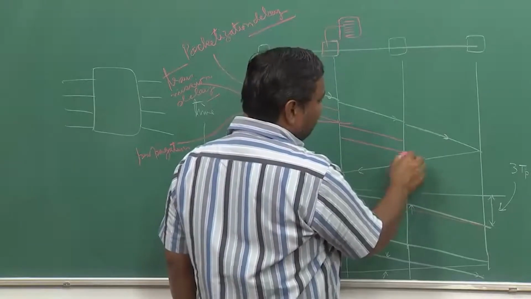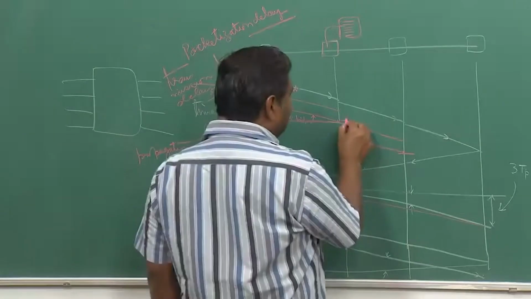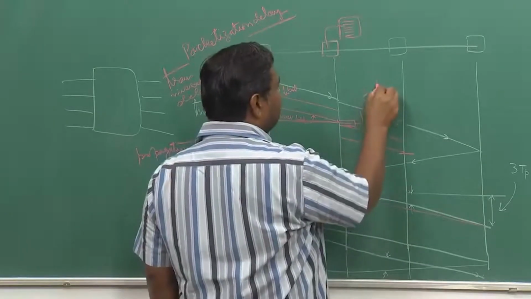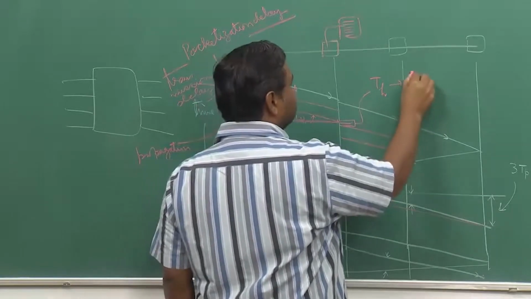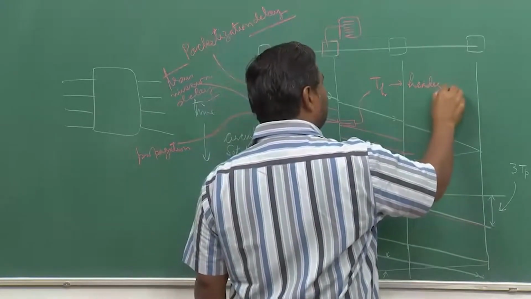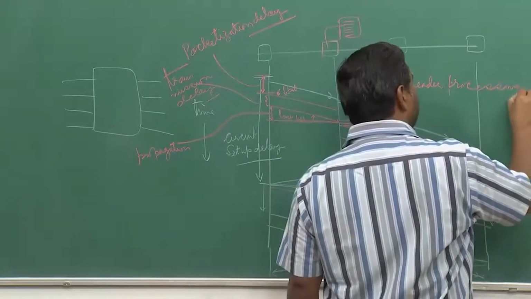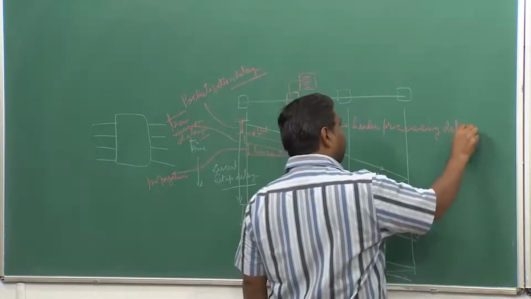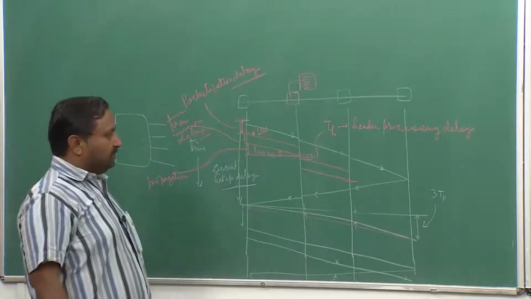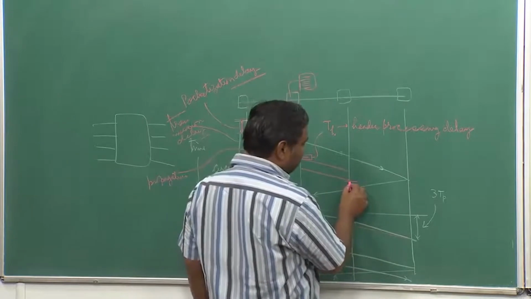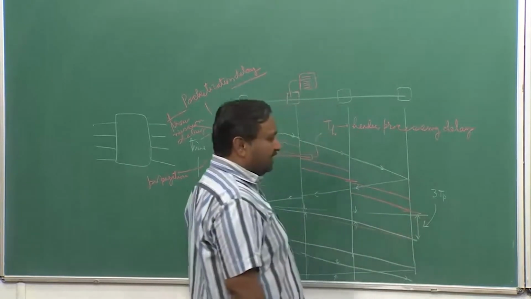So the packet will be completely received here again. So I will have a small amount of delay here which I will call TH, the header processing delay. So the complete packet will be received here, then it will be transmitted. Finally the packet is transmitted here.